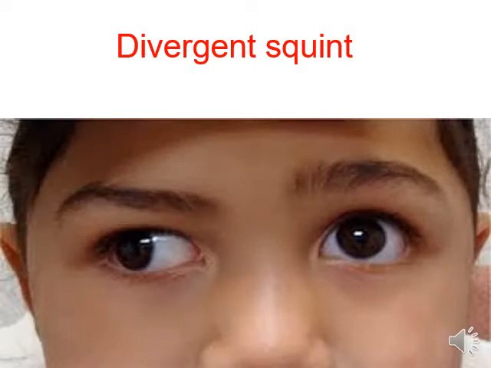In this child, the light reflection is seen on the nasal side of the right cornea. The eye is deviated outward. The light reflection is seen in the center of the left pupil. The left eye is the fixing eye and the right eye shows divergence.